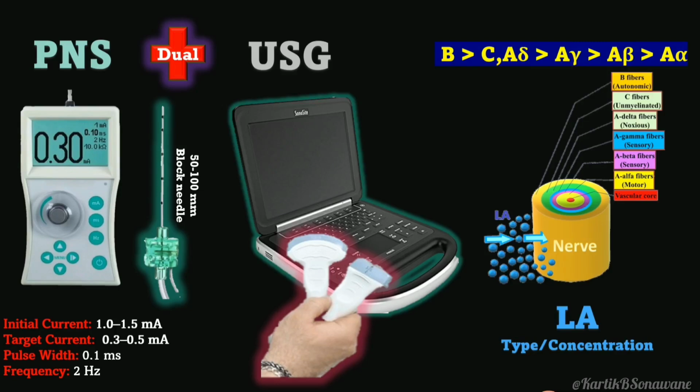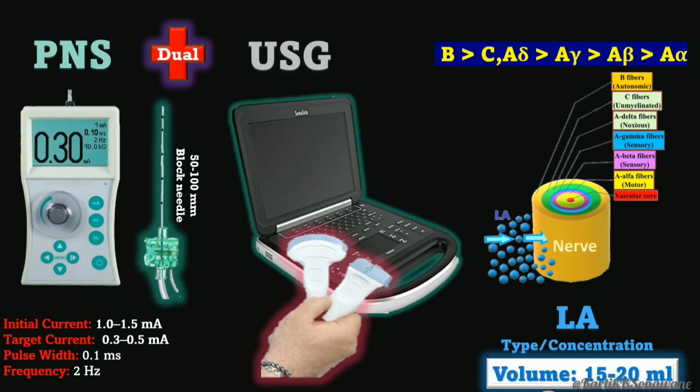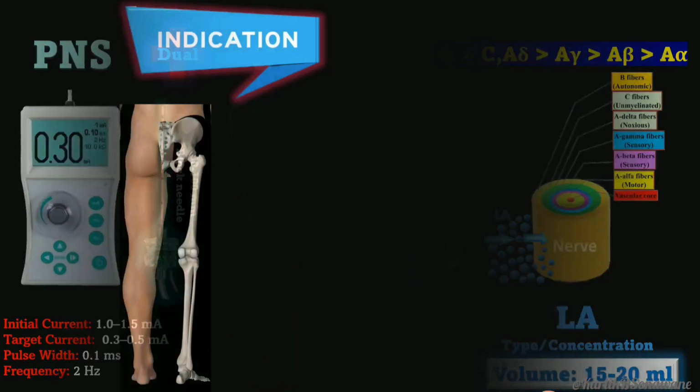For analgesia, lower concentration may suffice, and for anesthesia, higher concentration is required. The recommended volume of local anesthetic is usually between 15 to 20 ml. So what are the indications of the sciatic nerve block?